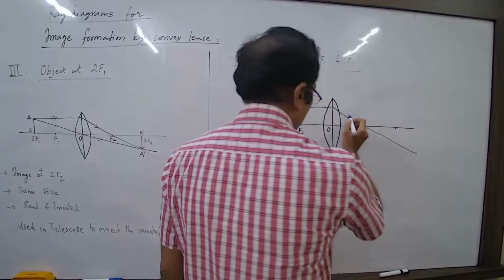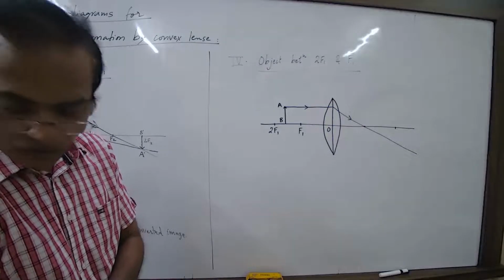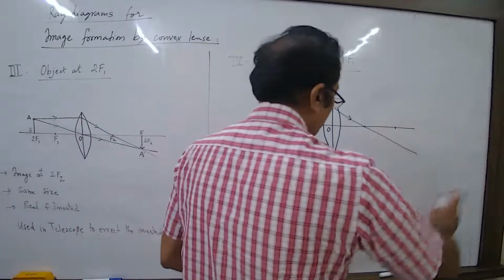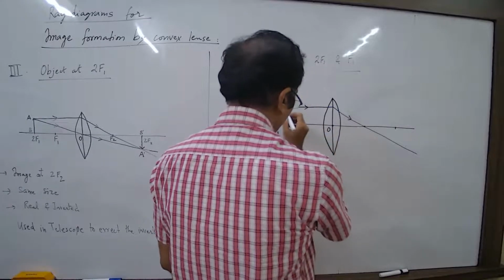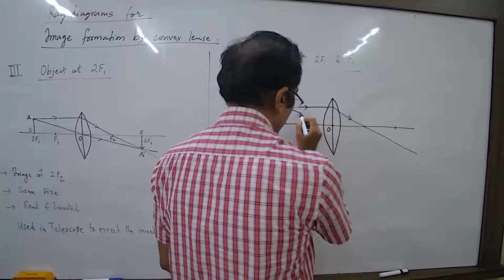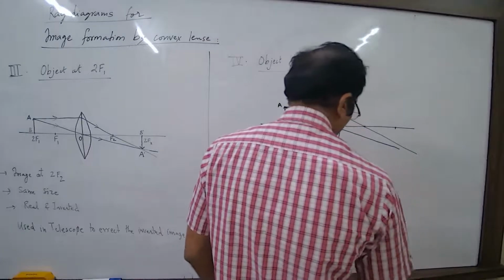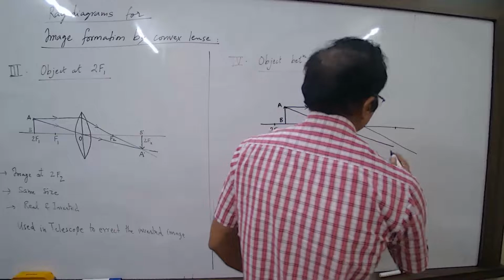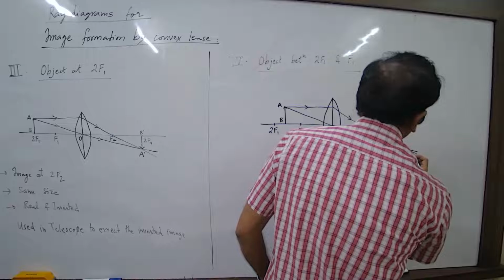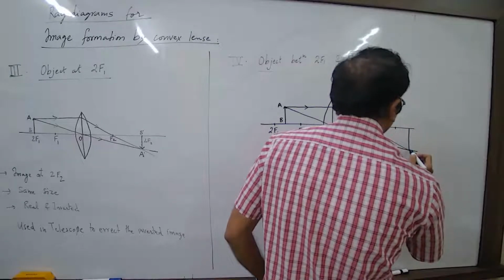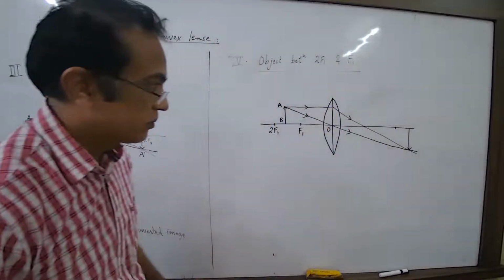Where do you expect the image? After 2F. Yes, after 2F2, right? It is going on away, right? So now join these 2 points. And you have to make sure that it meets after this point, okay? So the rays are meeting after refraction.